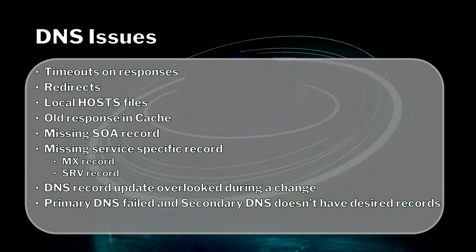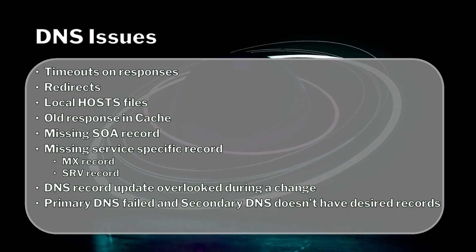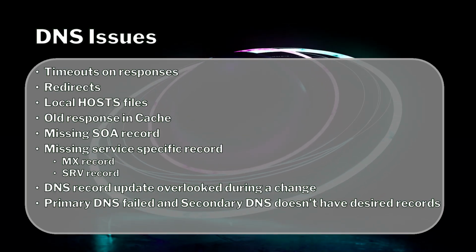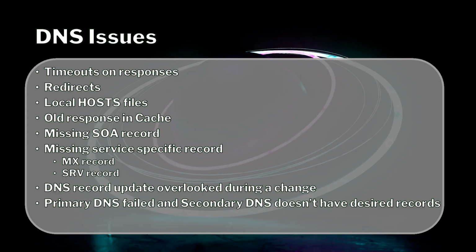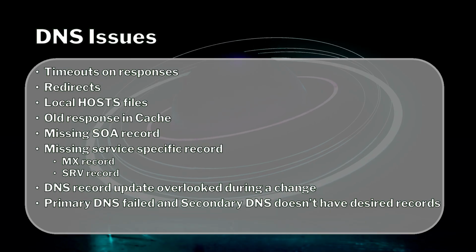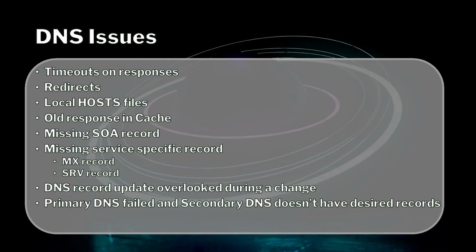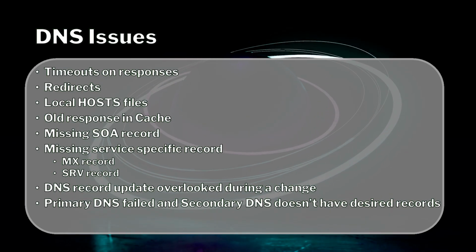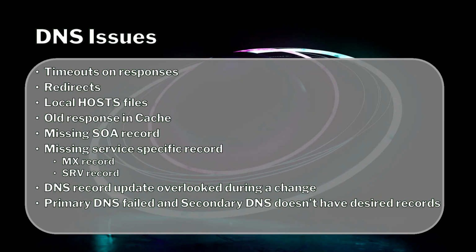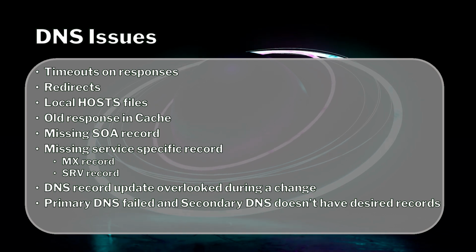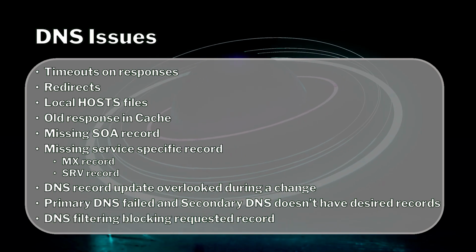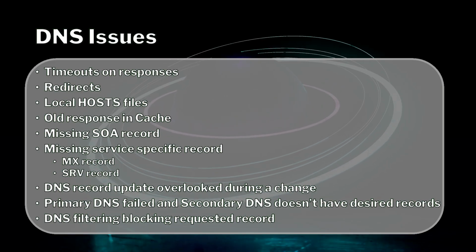And you might have a primary DNS failure, and the secondary DNS server does not have the desired records. For instance, a lot of organizations will make a primary DNS server an internal private one that just resolves internal private servers. And their secondary DNS server or servers might be public root DNS servers. But the thing is, when you're trying to resolve an internal private host name, the public DNS server doesn't have that record. So it's not going to be able to answer you. And there is also the possibility that DNS filtering might be blocking the requested record.